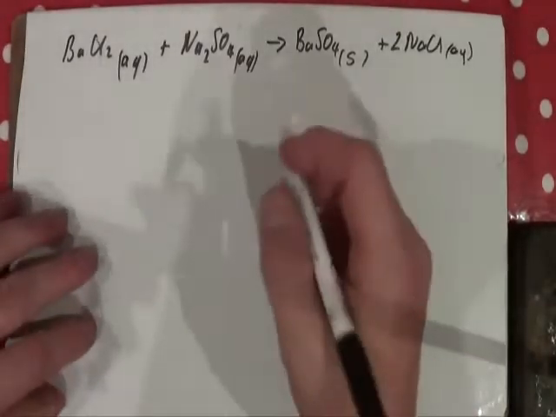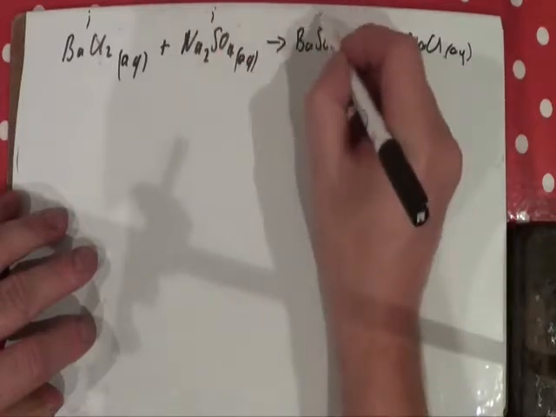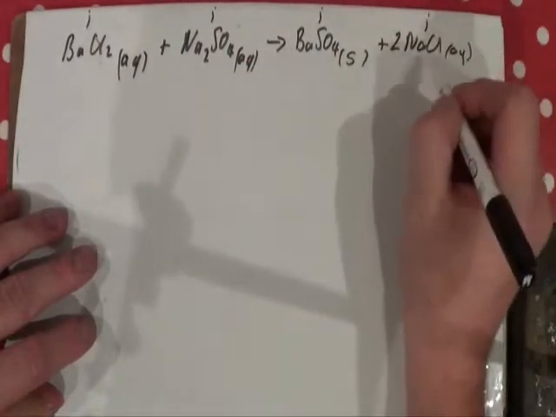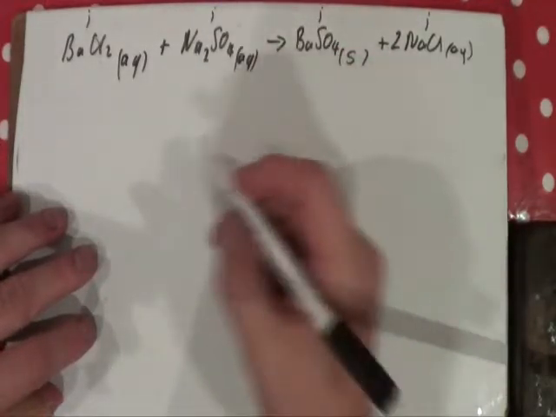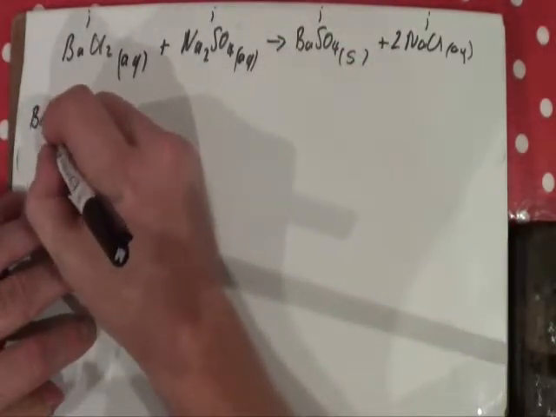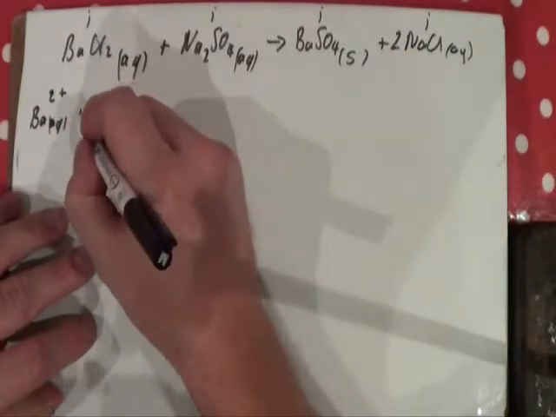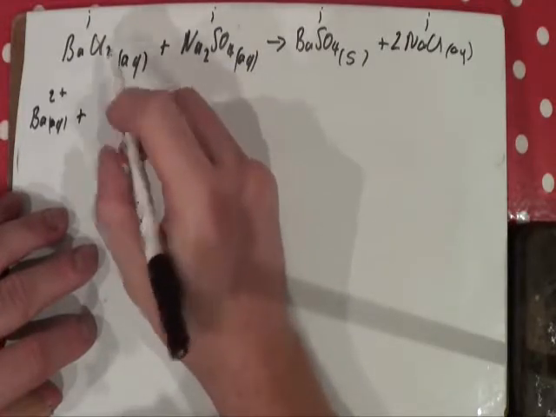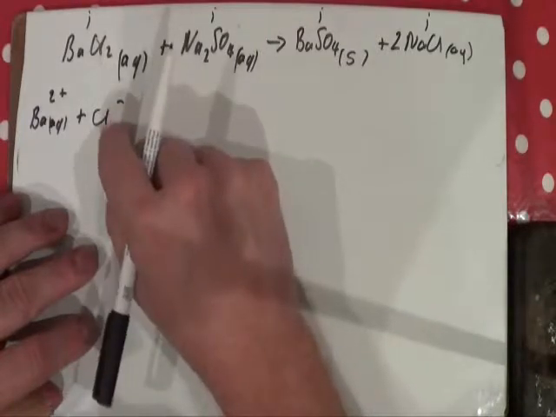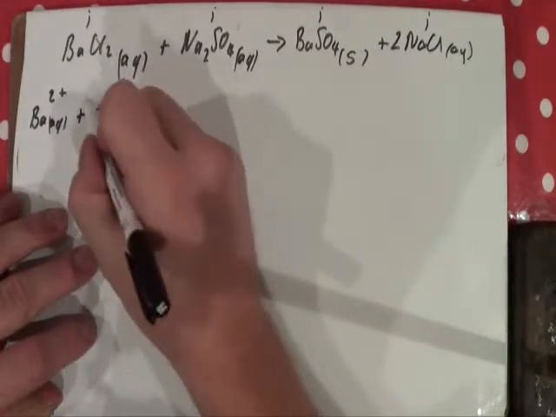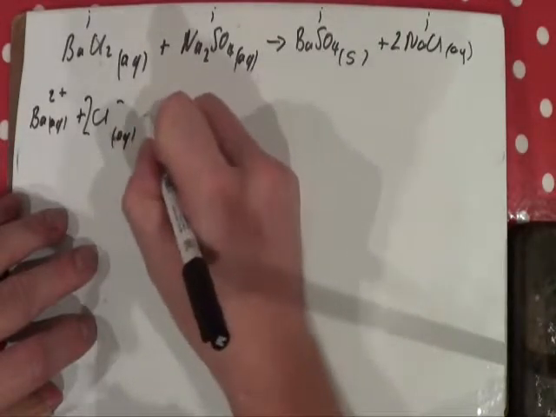Right. Let's go through it and see what is ionic. That's ionic, that's ionic, that's ionic, that's ionic, metal, non-metal, and then metal, non-metal, etc. Let's split it into its ions. Barium is in group 2 and is therefore a 2 plus ion. It's aqueous. Chloride. Now, this is where people will lose marks. They will write chloride ions as Cl2-. They are not. A chloride ion is Cl-. We happen to have two of them. So be careful with that.